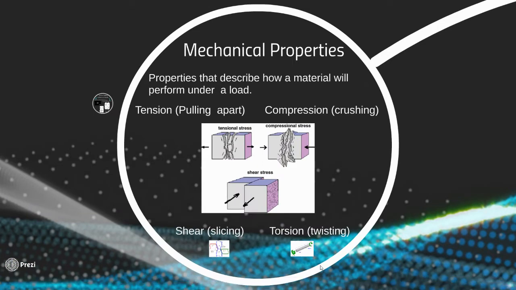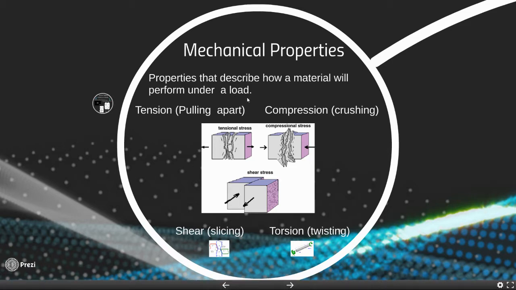First type of properties we're going to talk about are mechanical properties. These are properties that really talk about how a material will perform under a load. And when we talk about a load, we're talking about when it's stressed or when it's bearing some type of force. So there are different types of stresses or different types of loads that mechanical properties describe.